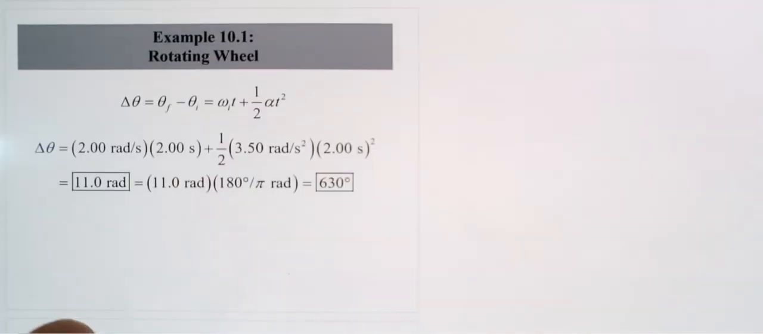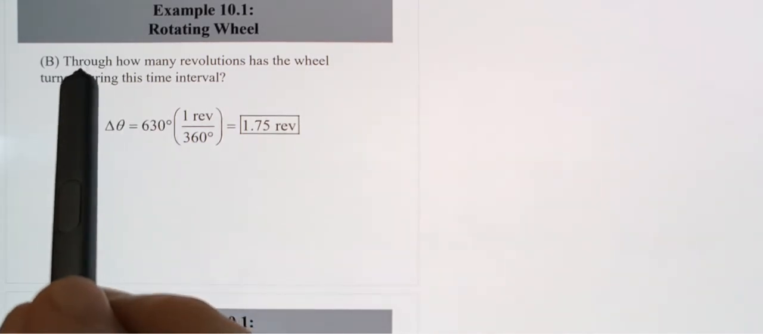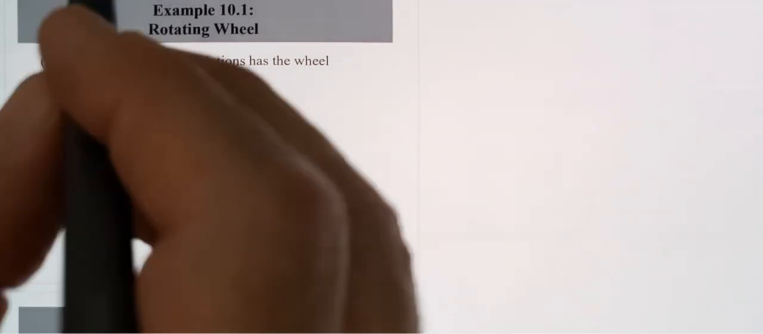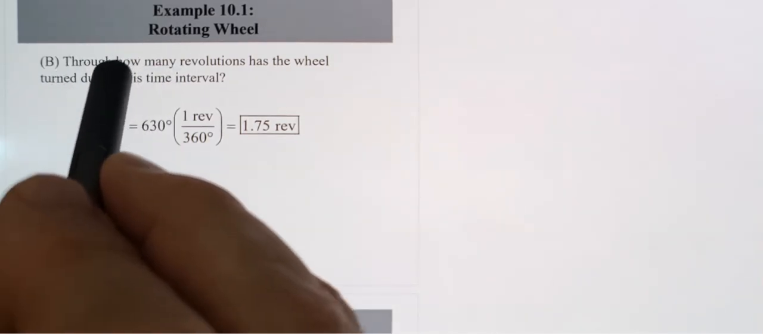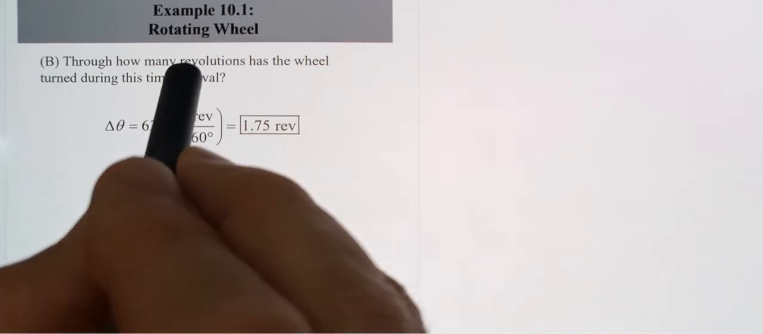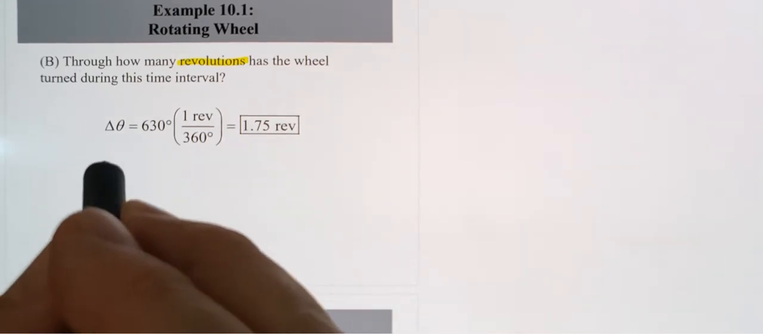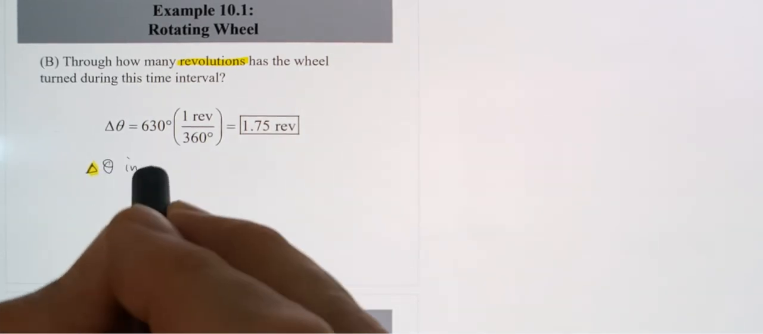Okay, let's see B. B. For how many revolutions has the wheel turned during this time interval? So what is he asking? Well, he is asking the angular displacement, but now in revolution. How many revolutions? So he asked delta theta in revolution.